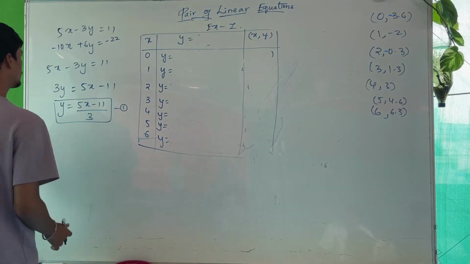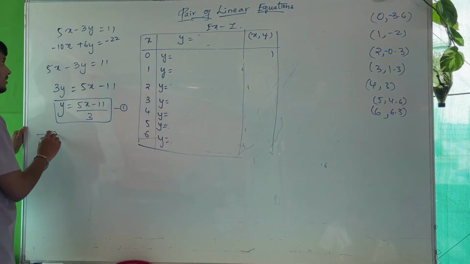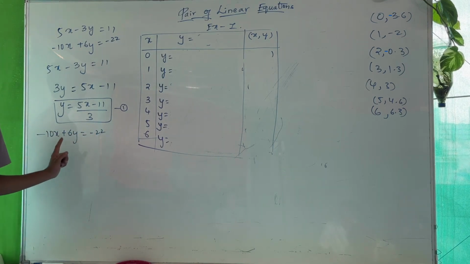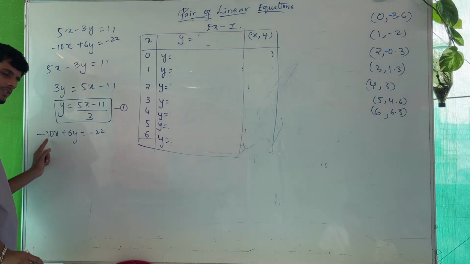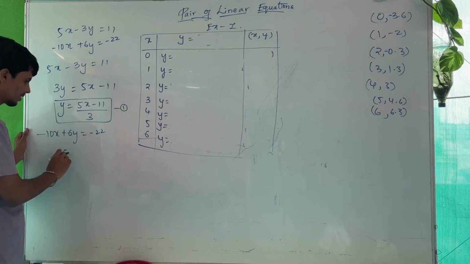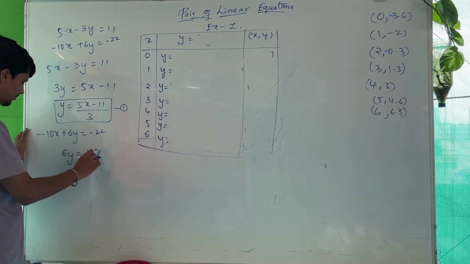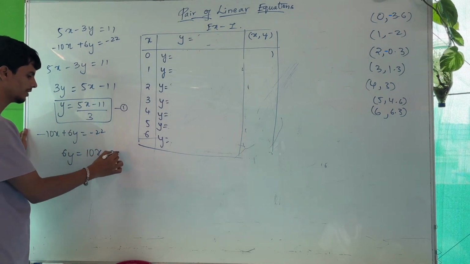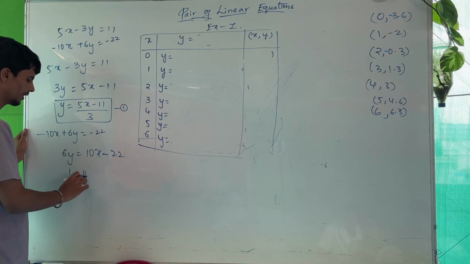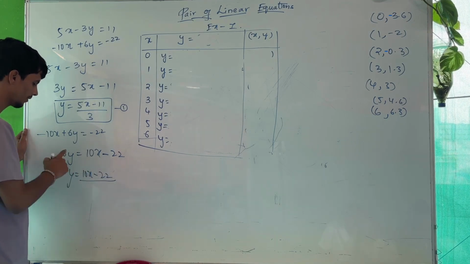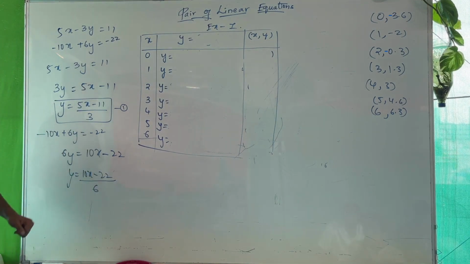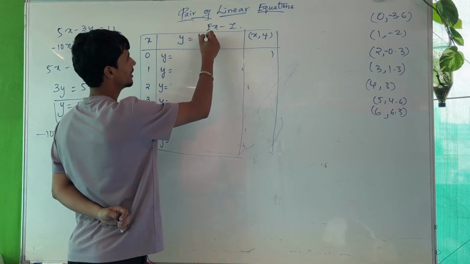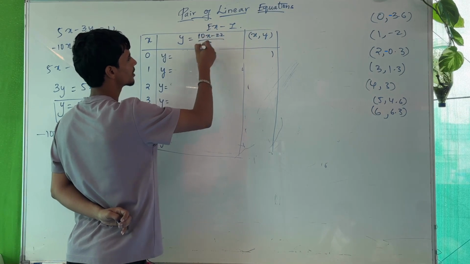So for equation 2, what is equation 2? Minus 10x plus 6y is equal to minus 22. Here y is positive, so you don't need to transpose it anywhere. Transpose this x term to that side. So 6y is equal to 10x minus 22. y is equal to (10x minus 22) by 6. Okay. So again, let us take the y value, (10x minus 22) by 6.